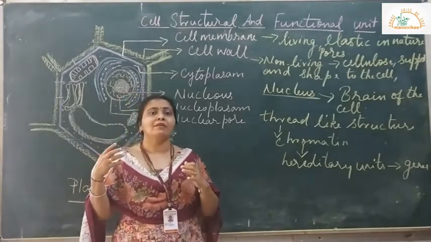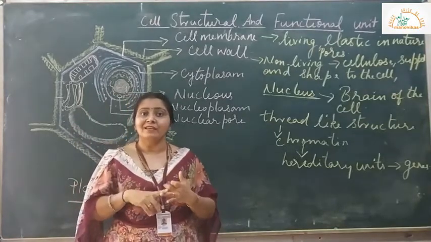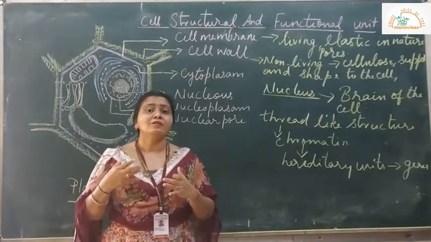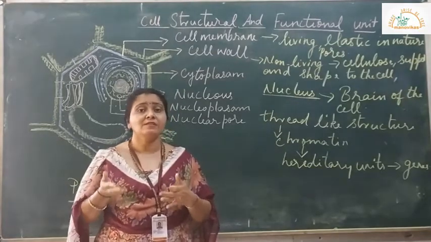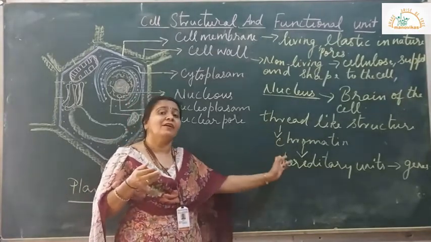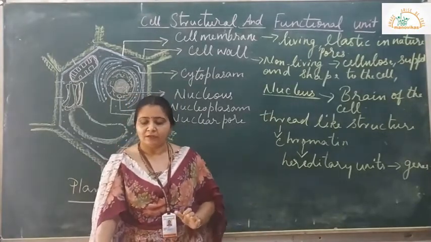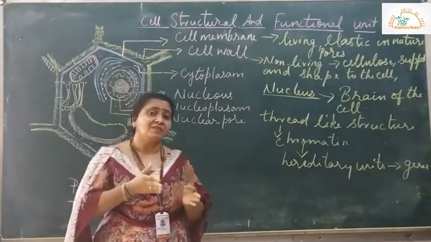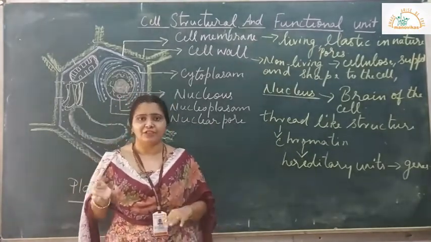For example, the color of your hair and the color of your skin all depend on the type of genes present. They are called hereditary units, or genes. Genes are passed from the parent cell to the offspring during cell division.